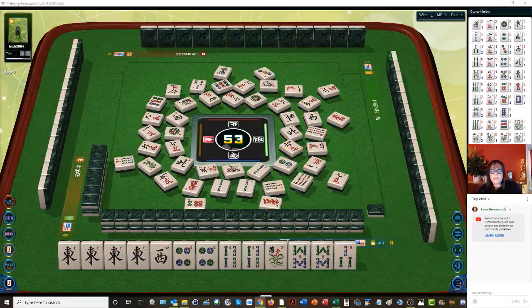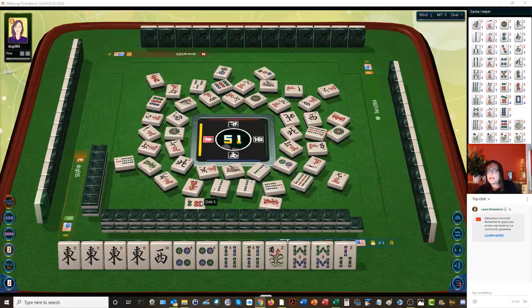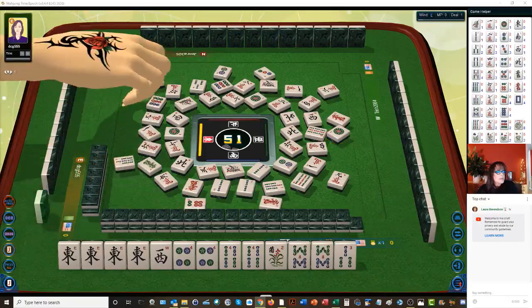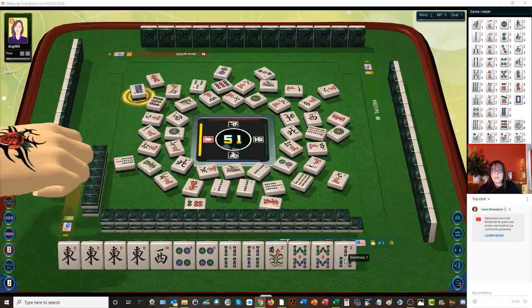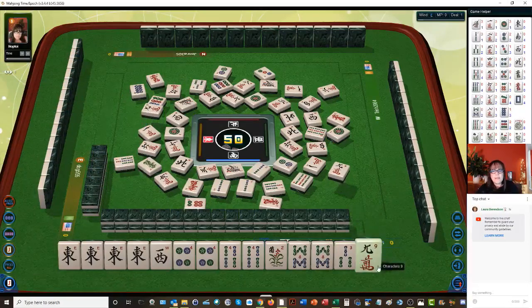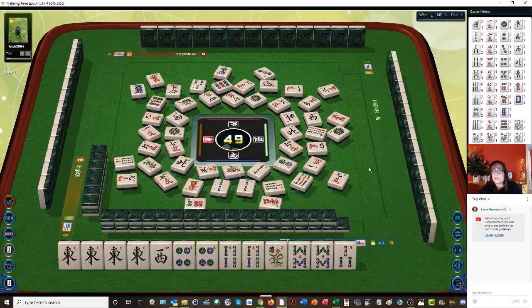But anyway, we're trying to play One Two Three Dots, with no jokers or Red Dragon, East, West, with eight with fours, eight dots. So we'll see how this goes. And then this will be the last game of the live stream. Nine characters. Regardless, we'll see what happens.